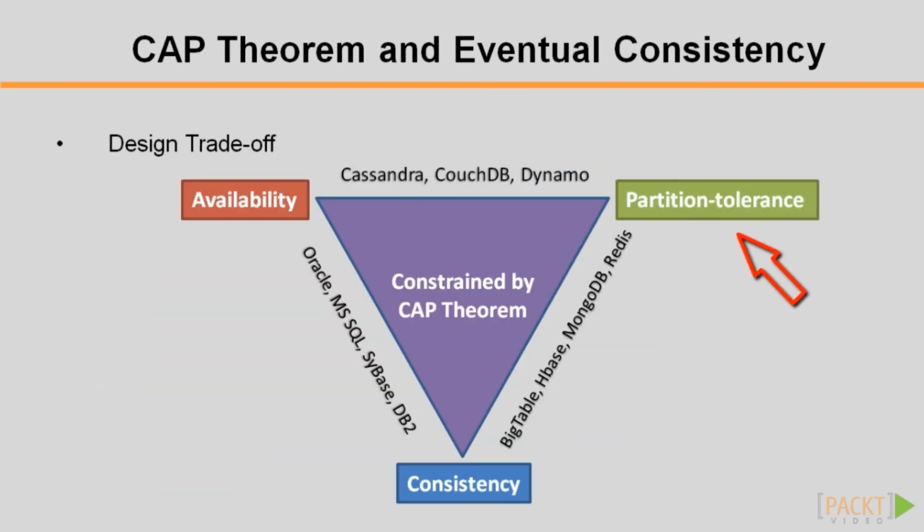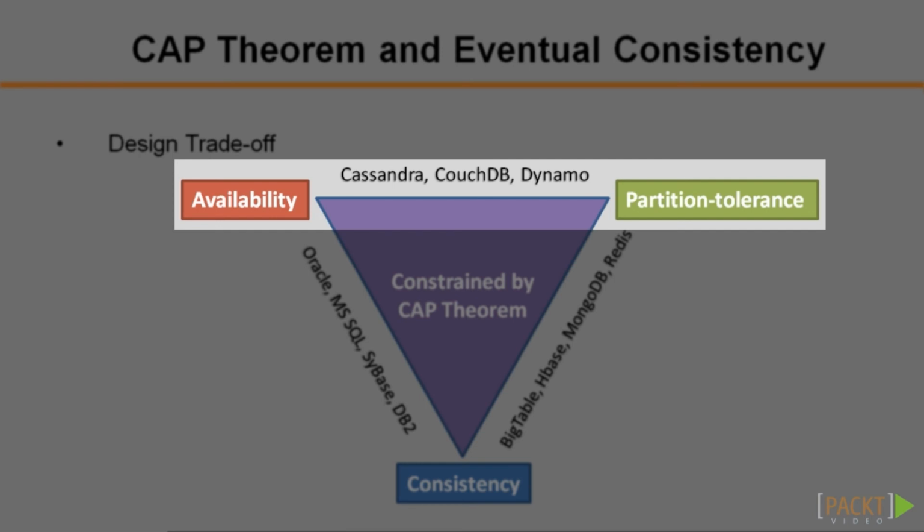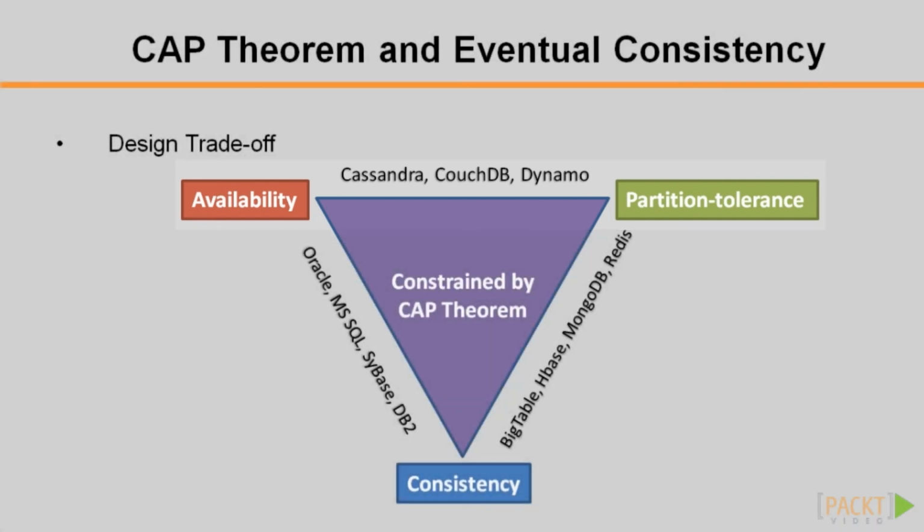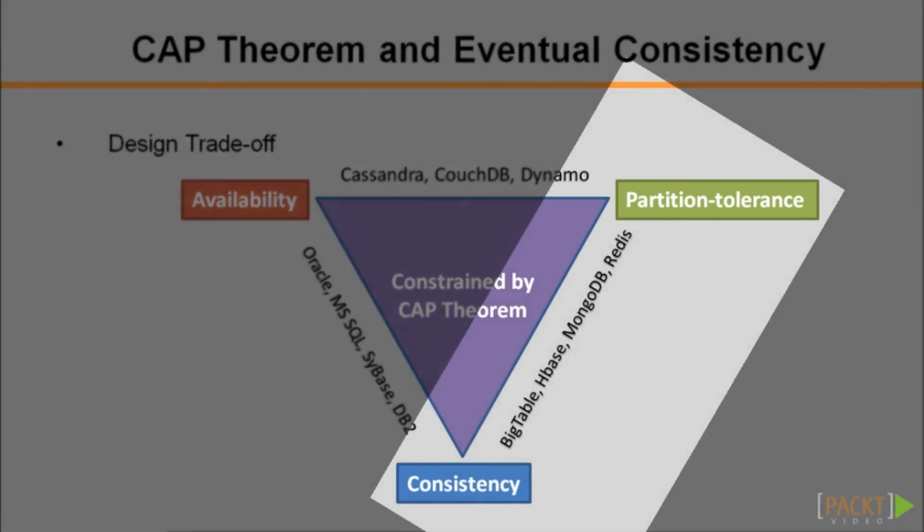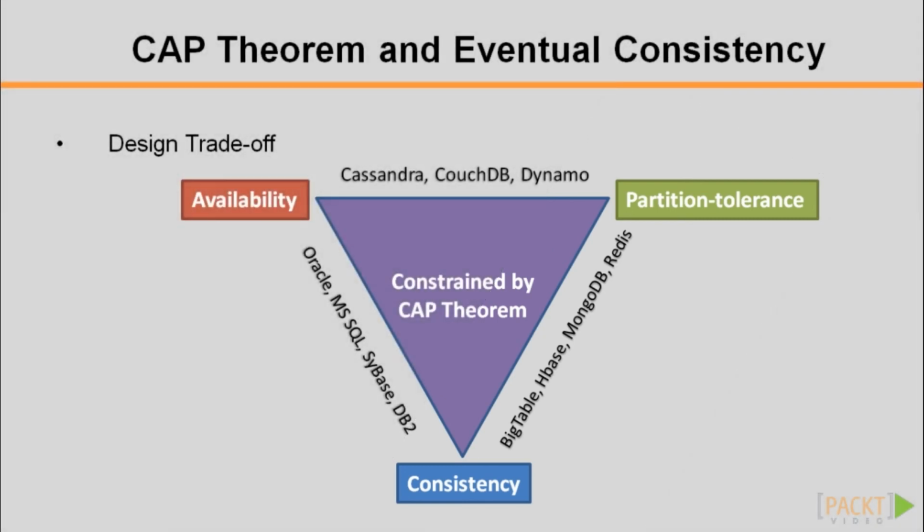Partition tolerance is a common characteristic that all NoSQL databases exhibit to support better scalability. The remaining choice is either consistency or availability, so there are 2 schools. First, partition tolerance and availability. Examples include Cassandra, CouchDB, Apache Dynamo, and so on. On the other hand, partition tolerance and consistency. Examples are Google's Bigtable, HBase, MongoDB, Redis, and so on.